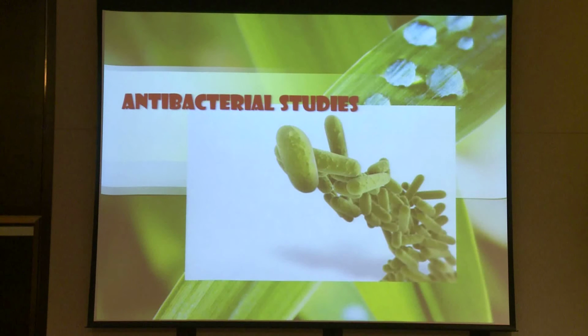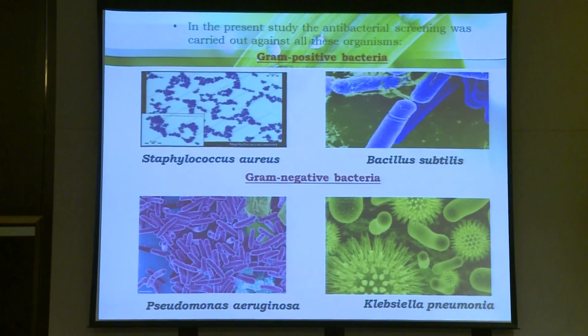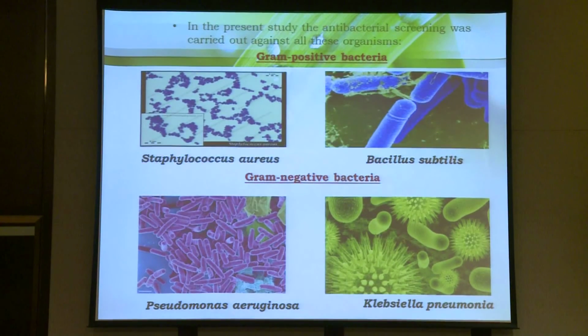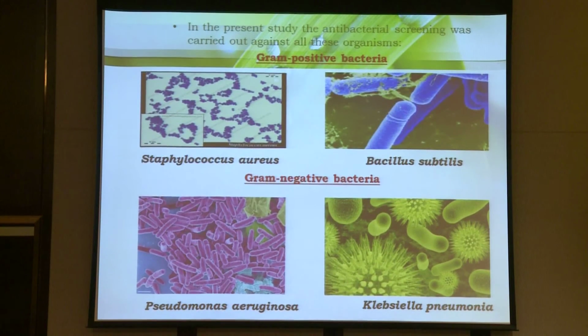Then I want to check what minimum use any compound should have, in what way it can be used. From the literature, as it shows antimicrobial properties, I want to check on bacteria. I have selected four bacteria, two from gram positive and two from gram negative. From gram positive, we selected Staphylococcus aureus and Bacillus subtilis, and gram negative, Pseudomonas aeruginosa and Klebsiella pneumoniae.